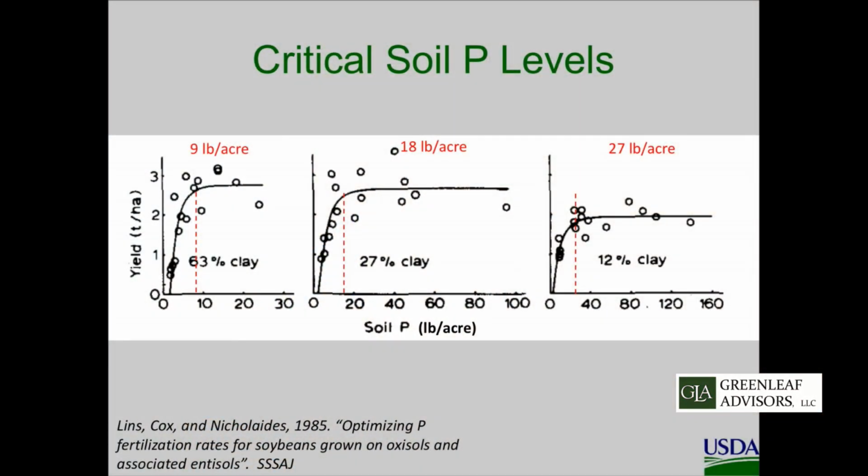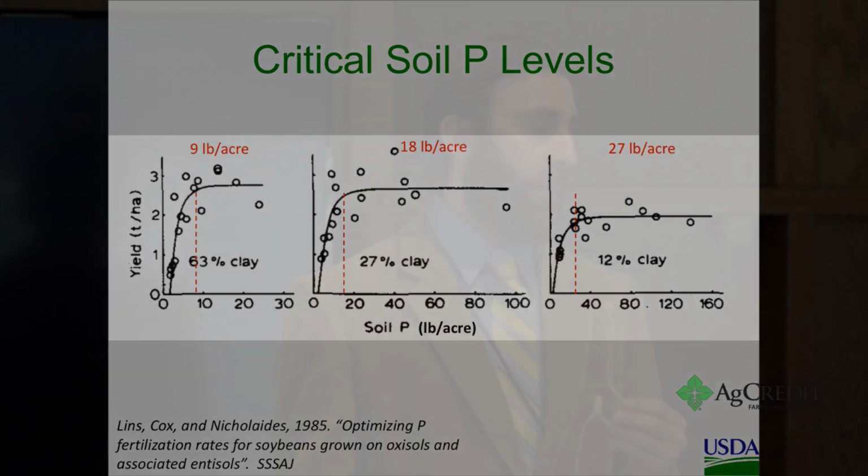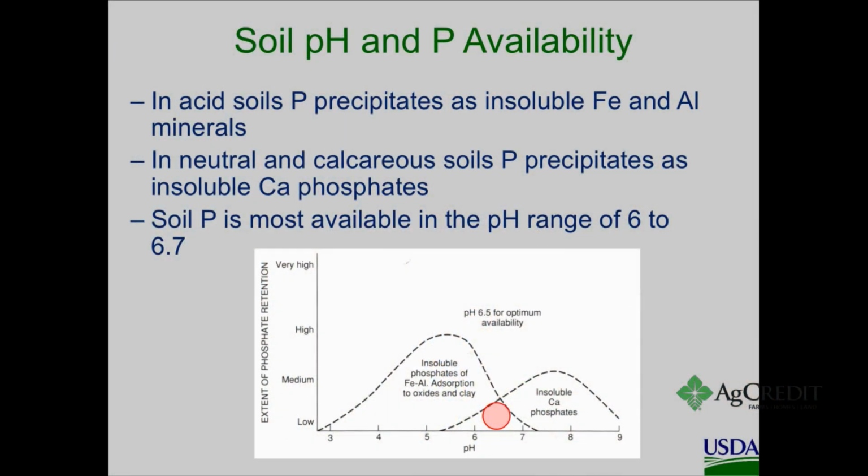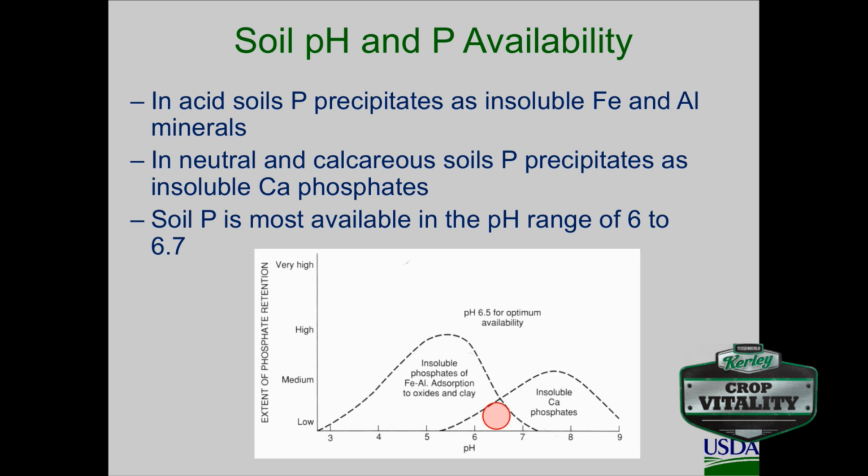So it varies not only as a function of texture, mineralogy, pH is a big one. I don't have time to go through how all the soil properties are going to affect this, but just mention some of the big ones here. Soil pH, right? We don't want our soils to be too acid or too alkaline. In acid soils, our phosphorus gets bound up. You can have a nice high amount of phosphorus in the soil, but it's not necessarily available.